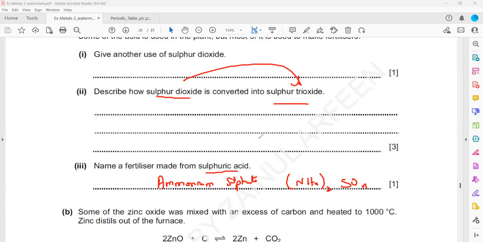If you mention urea, it is actually not directly from sulfuric acid. Sulfuric acid gives sulfate salts. So we have to mention something like ammonium sulfate, or we can mention potassium sulfate.